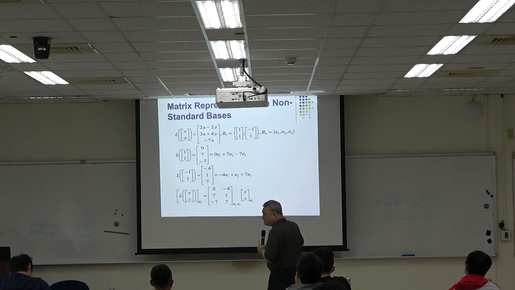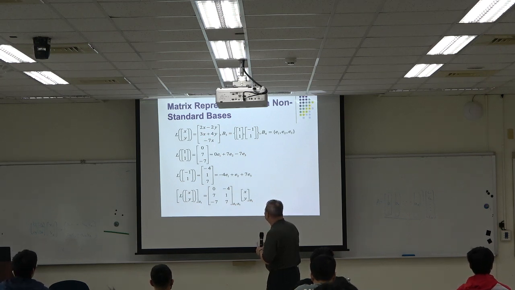B4 is also standard, right? So B1 is standard, B4 is also standard. So that's, you see, 2x minus 2y, 3x plus 4y, and negative 7x. So you can see.